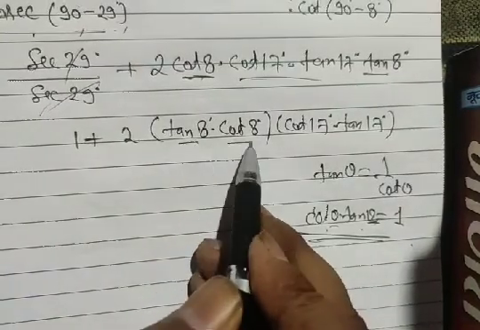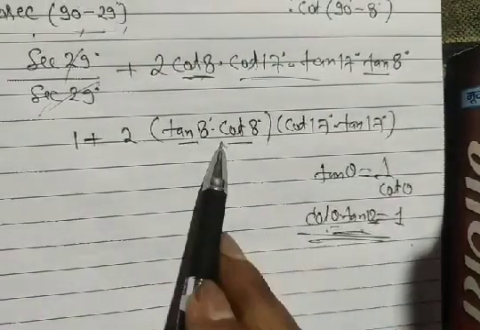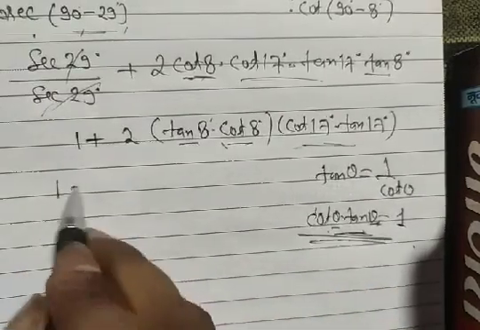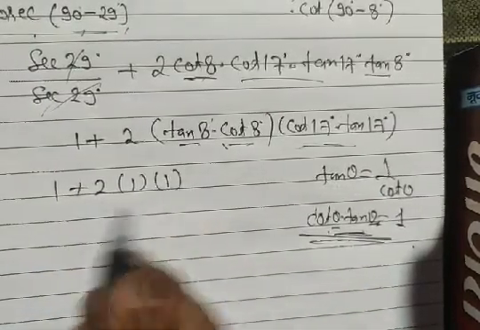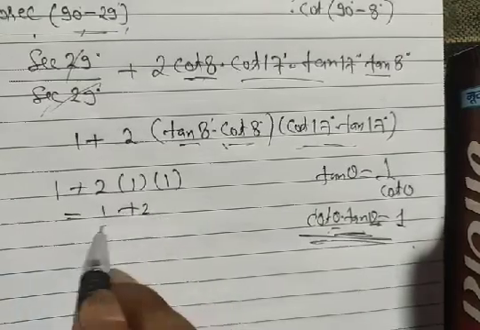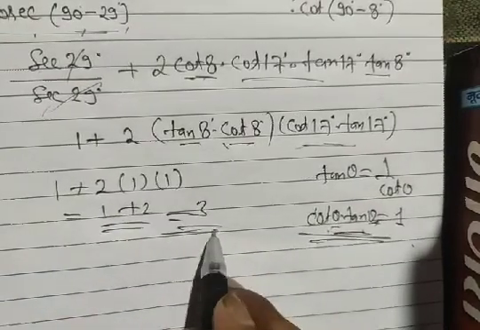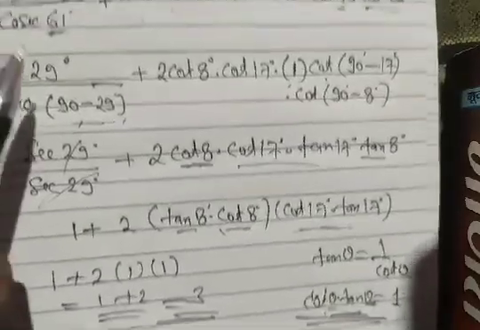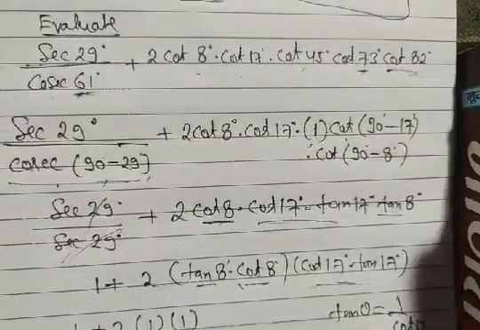This is tan 8°, this is cot 8°, so this value is what? By this identity we get 1. Here also we get 1. Then 1 plus 2, 1 into 1, we get 1 plus 2. The value of the expression is equal to 3.